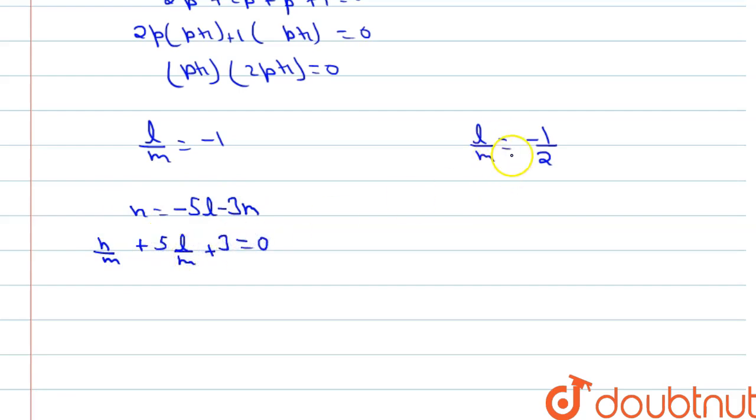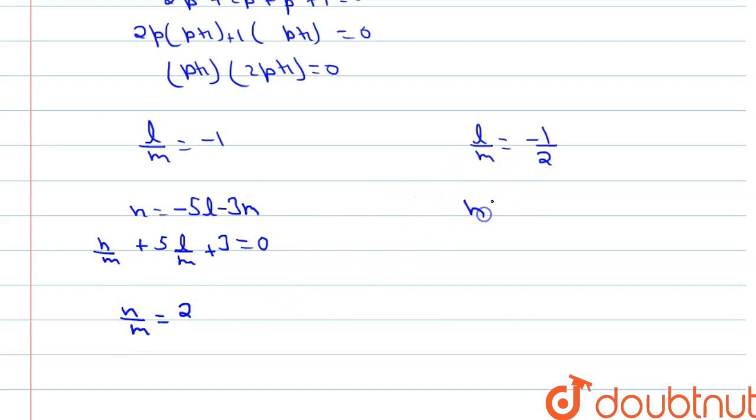We know the value of l by m from here, this side l by m is equal to minus 1, so this will be minus of 5. Minus of 5 plus of 3 is equal to n by m is equal to 2. Now we got the value of n by m is equal to 2 here, and let's use this same thing in this to find the n by m value for this case.